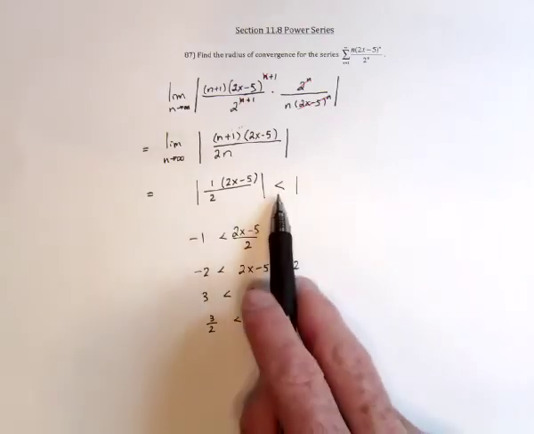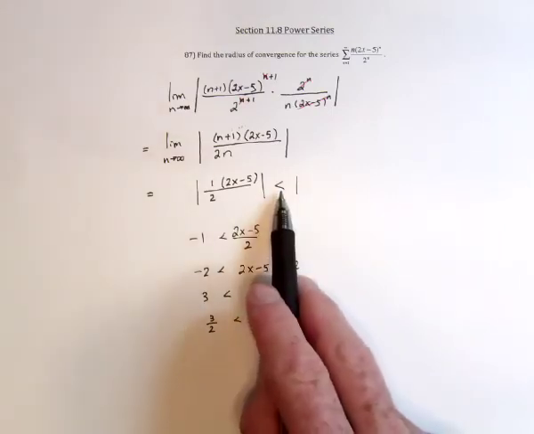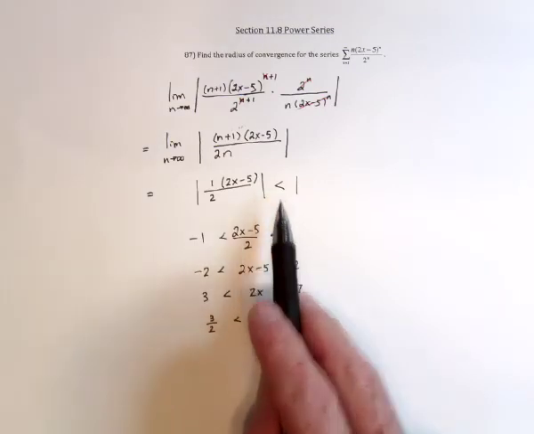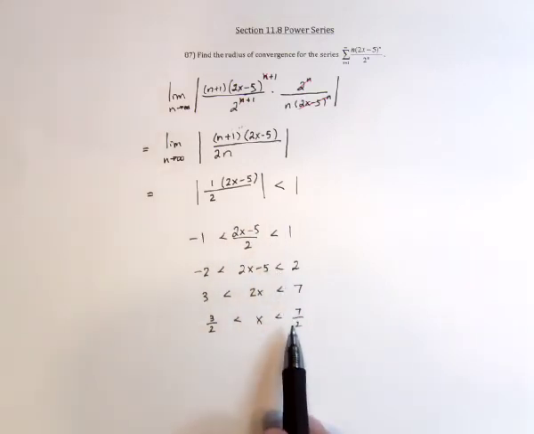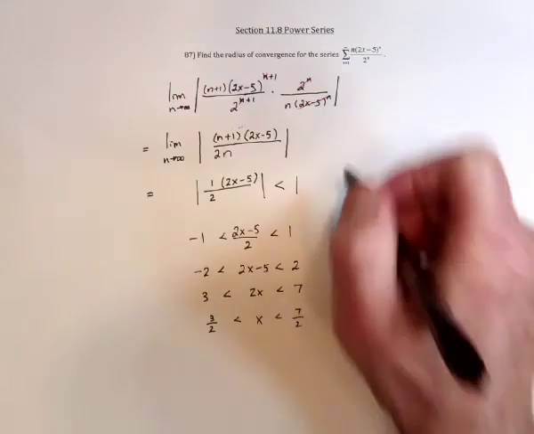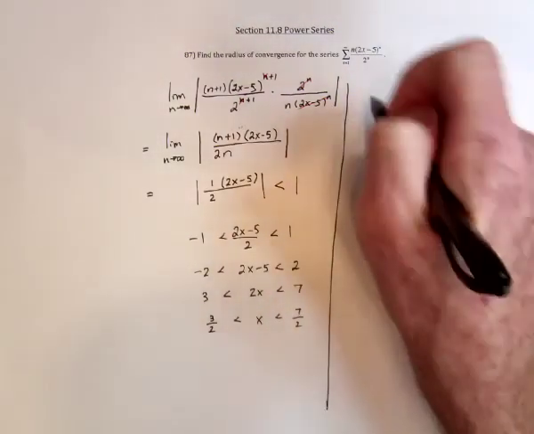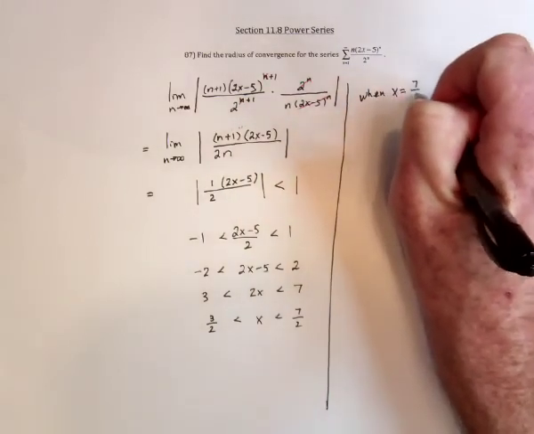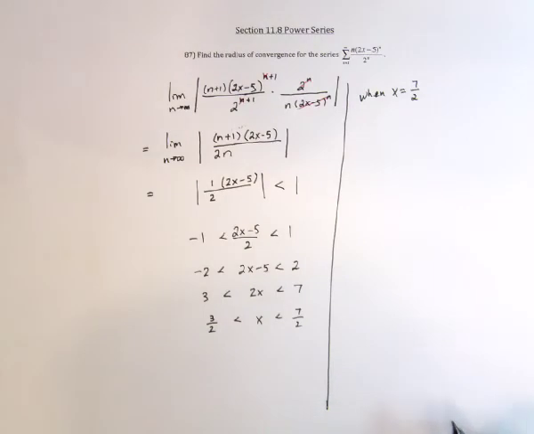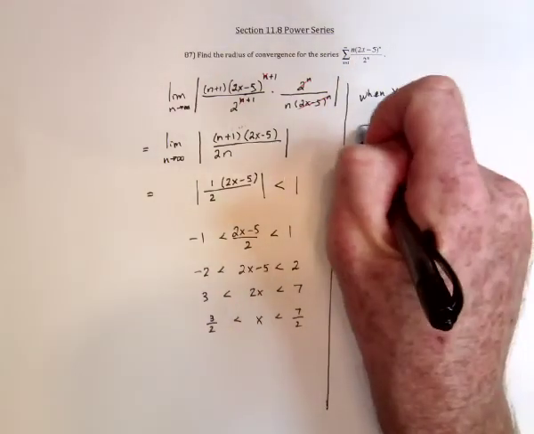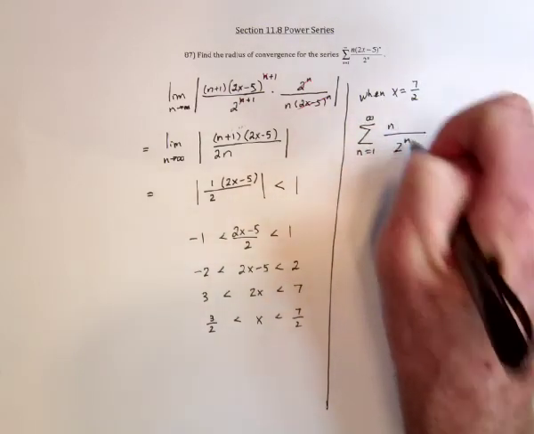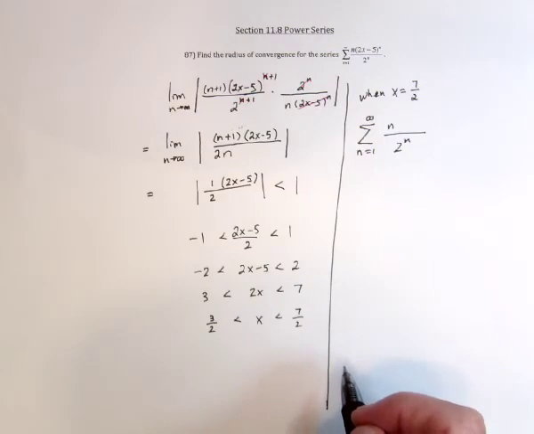Now, back to this idea that when this equals 1, the test is inconclusive and you have to do something else. Well, if this was equal to 1, then this would be equals 7 halves. So we then have to, separately, find out what happens when x is equal to 7 halves. So you substitute that in right here, and we're going to have the series n goes from 1 to infinity. There's an n on top. There's a 2 to the n on the bottom. And then we need to substitute 7 halves for x.